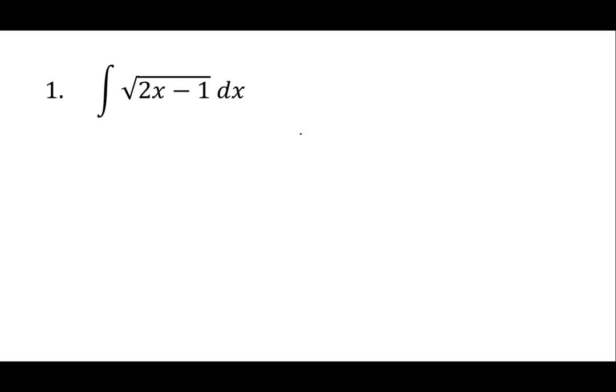So in order to change the variable to u, what you're going to do is identify the innermost part of the function, or the more complicated piece, which in this example would be inside of the radical, which would be 2x minus 1. You're basically looking at this function and saying something is being raised to the 1/2 power. Whatever that something is, that would be your u. So once you identify whatever you think u is, you're going to go ahead and set that up. So u is equal to 2x minus 1.